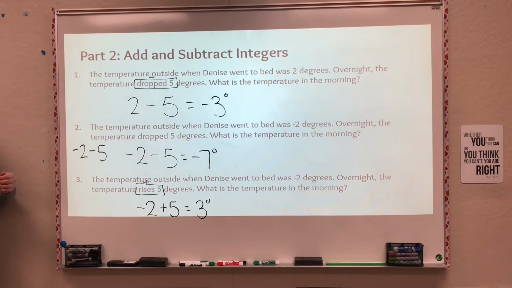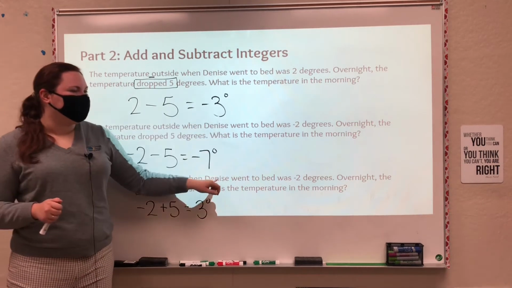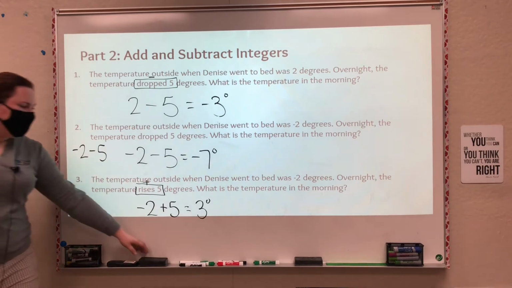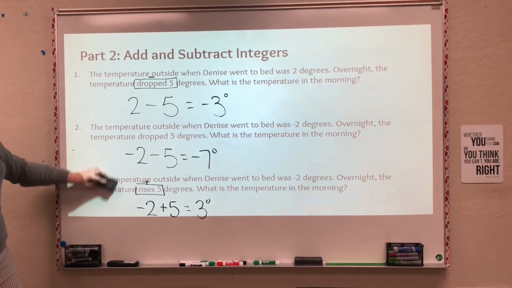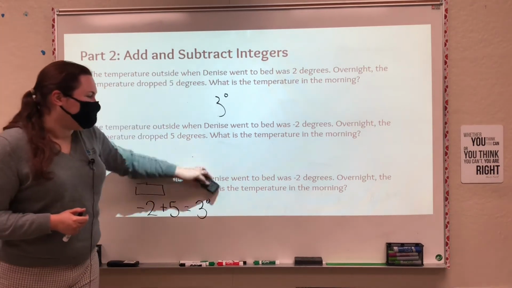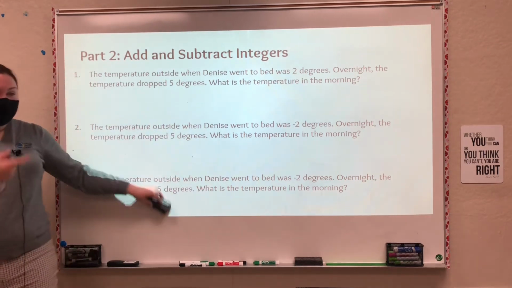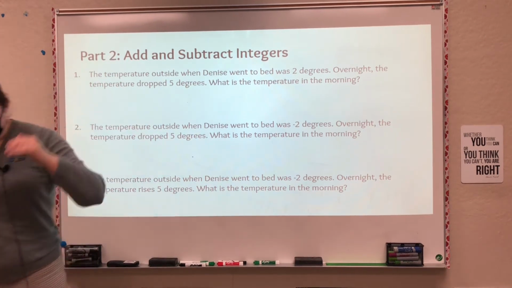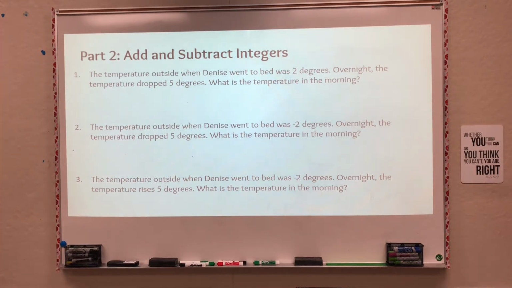Aya, how are you figuring out the answers for each of these? I was adding. So are you going back to those rules then? Yeah. Okay. So what I'm hearing is you both are alluding to the two different ways we can figure these out. We've got rules, and then you can think about, with the number line, what dropping or rising on a number line would look like.